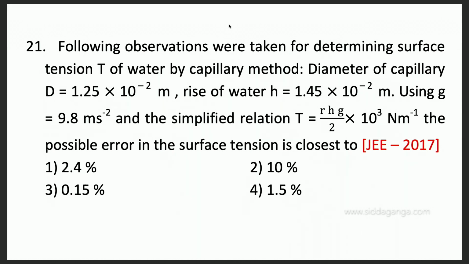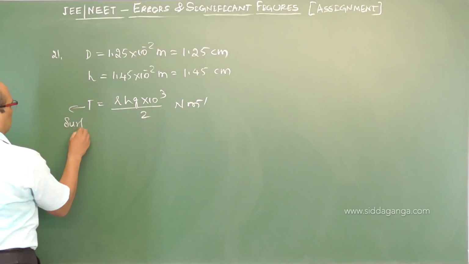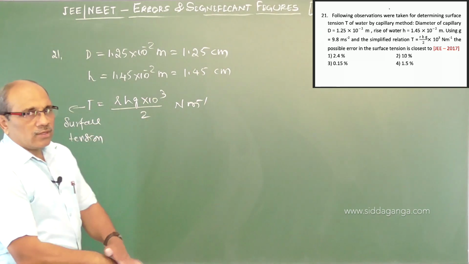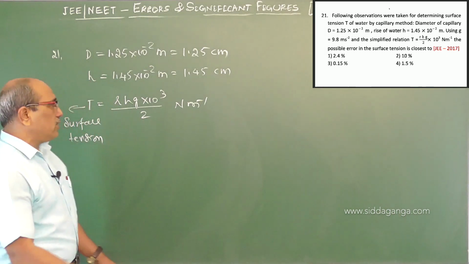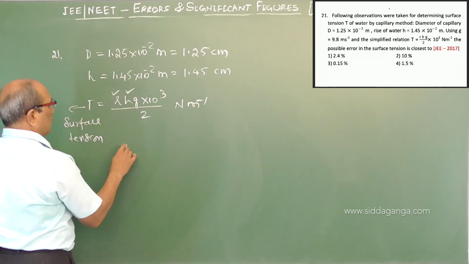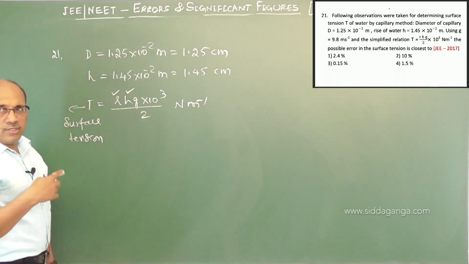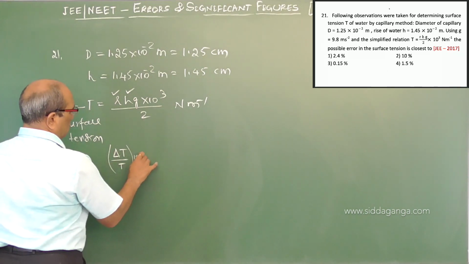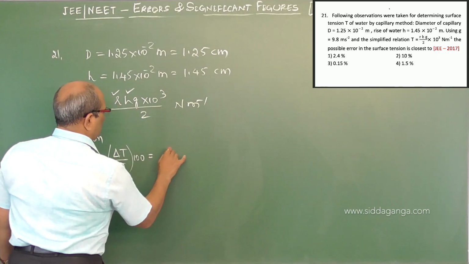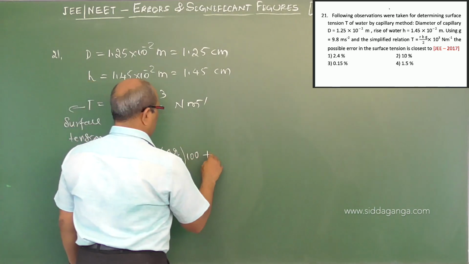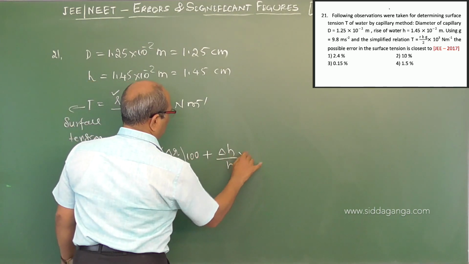The possible error in the surface tension is closest to, JEE 2017. This is the surface tension. You learn this again in the first PUC in the chapter on fluid mechanics. So it depends on two quantities here, r and h. g is constant, acceleration due to gravity, a numerical value. Suppose you want to measure the percentage error, delta T by T into 100 is delta r by r into 100 plus delta h by h into 100.